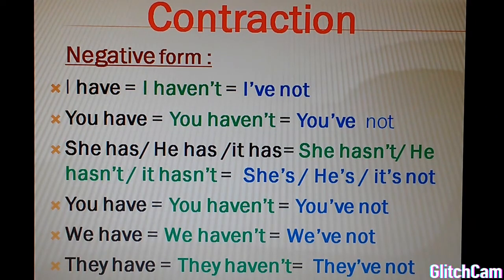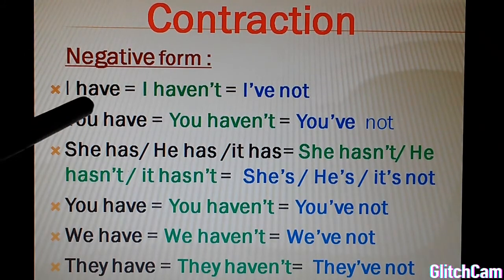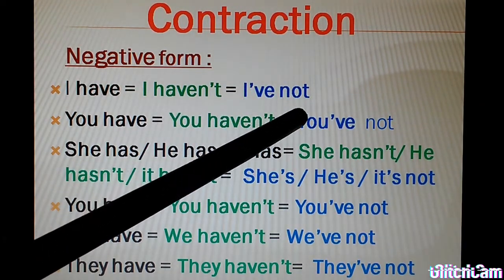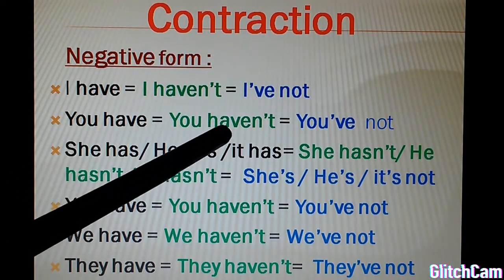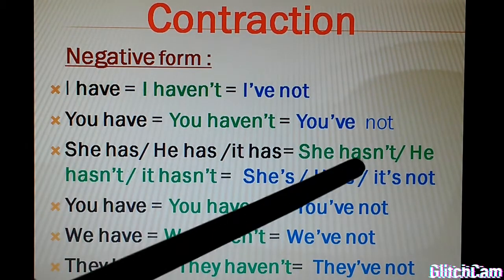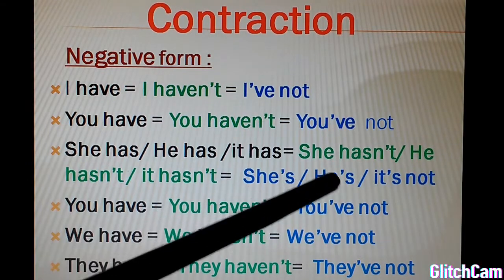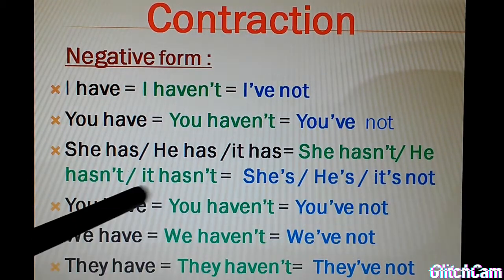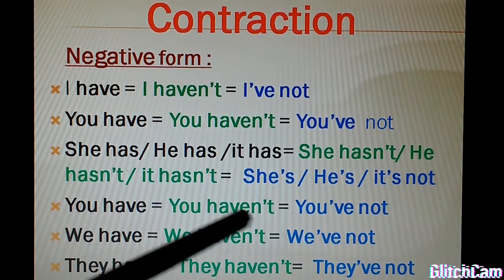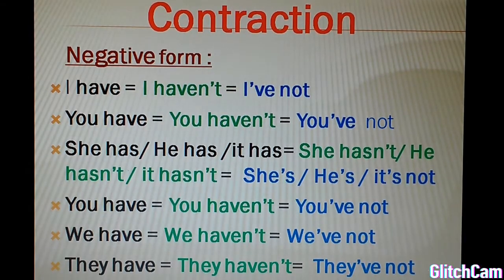Now let's see together the contraction of negative form. Here, concentrate, we've got two forms. I have, it can be I haven't, this way, or I've not. You have, you haven't, or you've not. She, he, it has, she hasn't, or she's, he's, it's not. You have, you haven't, or you've not. We have, we haven't, we've not. They have, they haven't, they've not. So here you've got the choice.